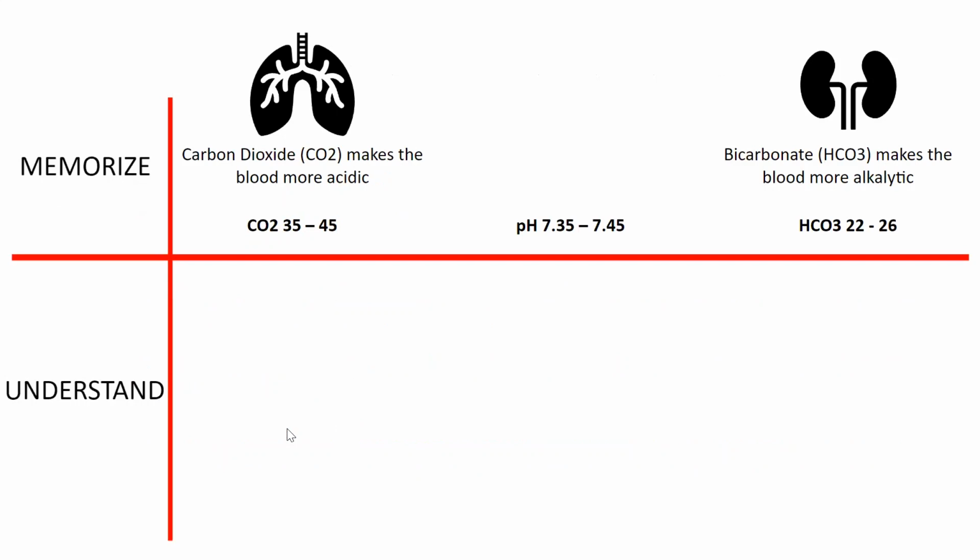Okay, look at the top of this slide. This is what you have to memorize. CO2 makes the blood more acidic, and the normal range in ABG is 35 to 45. HCO3 makes the blood more alkalytic, and its normal range is 22 to 26, and the normal range for pH is 7.35 to 7.45. For me, it was always easy to remember 35 and 45 since they're similar in CO2 and pH, and then I just had to memorize the 22 to 26 for bicarb.